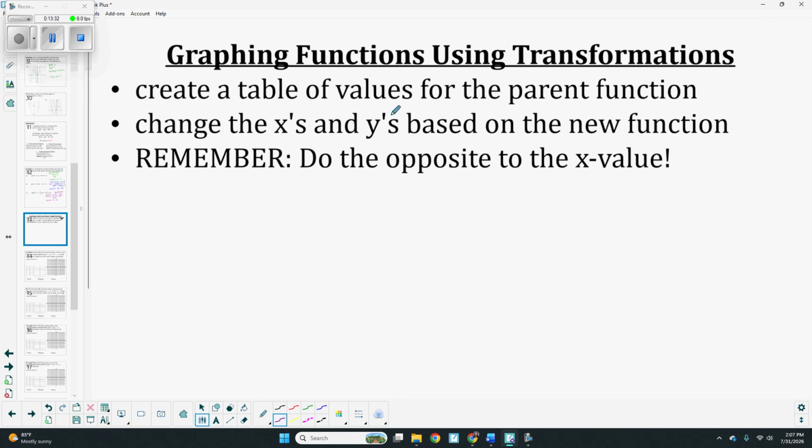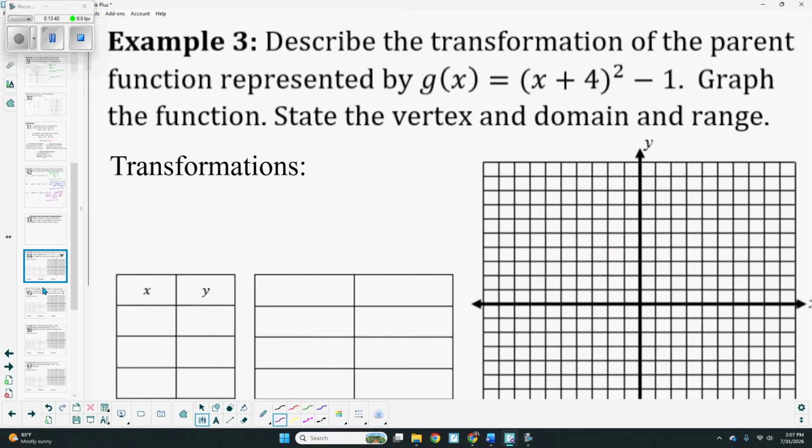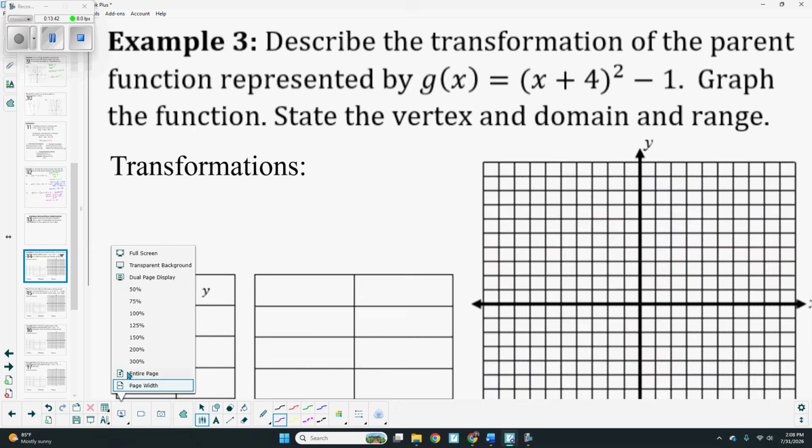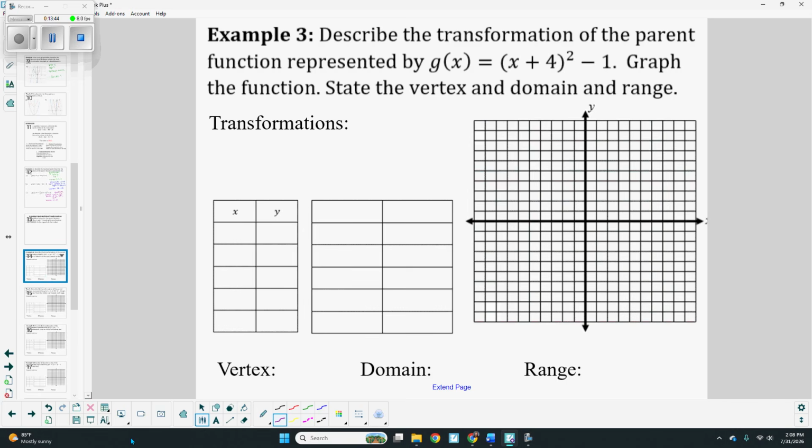We're going to change the x's and the y's based on the new function. And we'll show you what that means. And then remember, we're always doing the opposite to anything with the x's. So for example 3, we're going to go back and see the whole page again. Describe the transformation, graph, state the vertex, and domain and range.